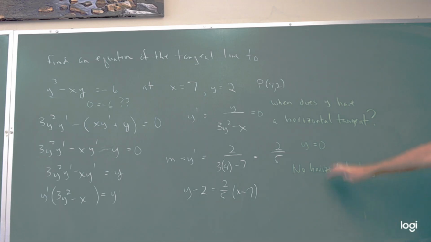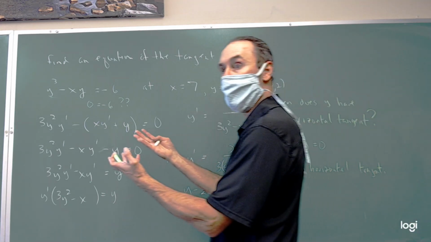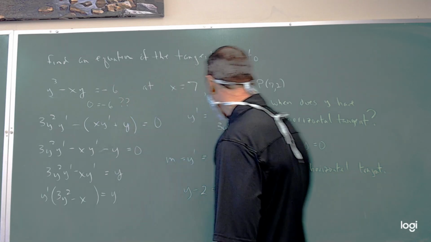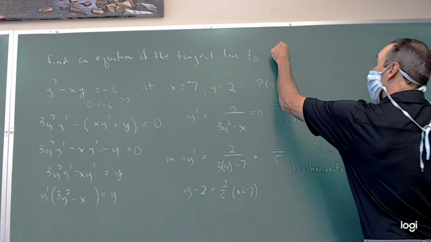Okay, so even though it looked like you had something there when you had y equals 0, we would have to be able to get an ordered pair to go with it, and it doesn't work. Okay, so let's ask another question. How about, are there any vertical tangents?